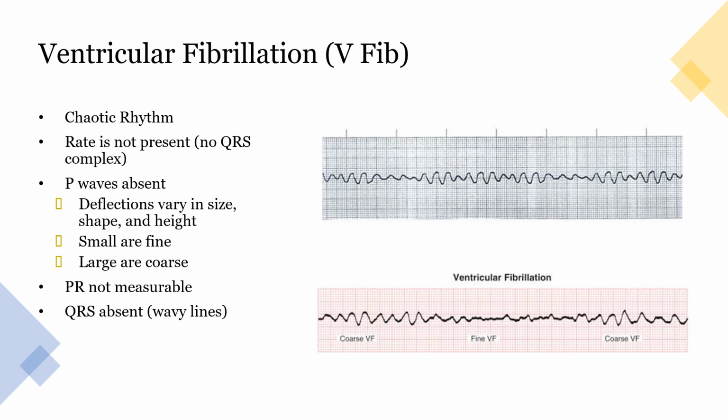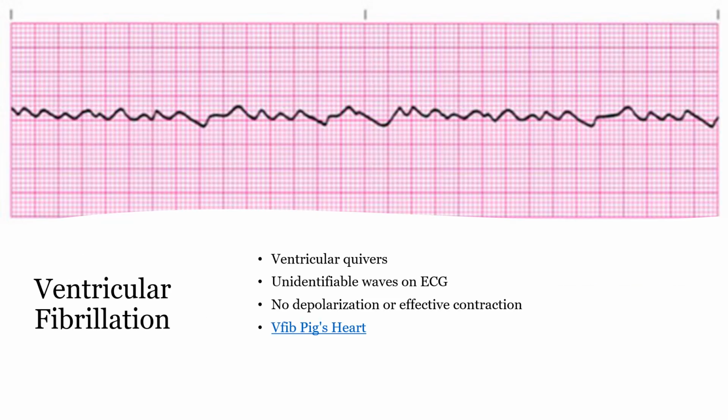We are not going to have cardiac output with V-fib. We can't measure a PR interval. Our QRSs are absent. So all we know is this is what we're left with, V-fib, ventricular fibrillation. There's no depolarization, no contraction, no effective cardiac output. If you'd like to see a picture of a heart that is just quivering with V-fib, click on this link and you can see a pig's heart with V-fib.